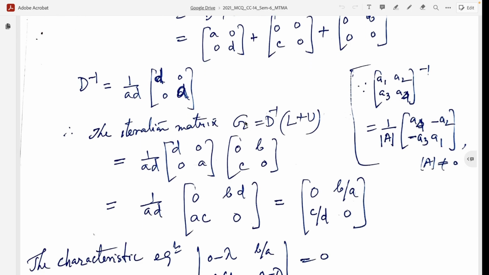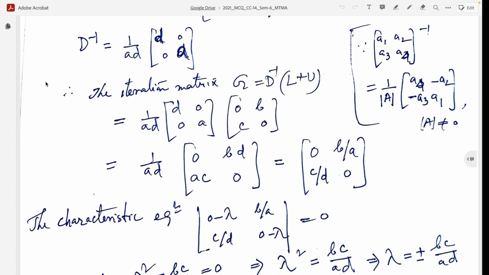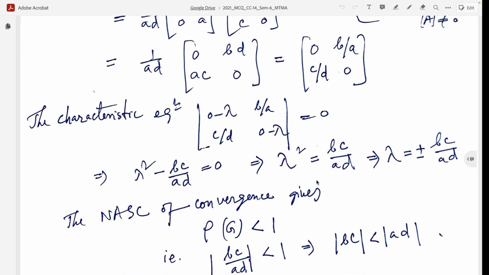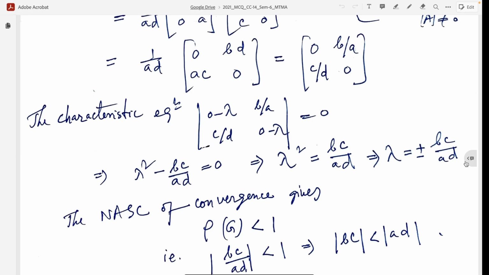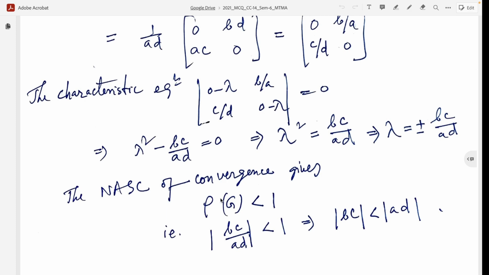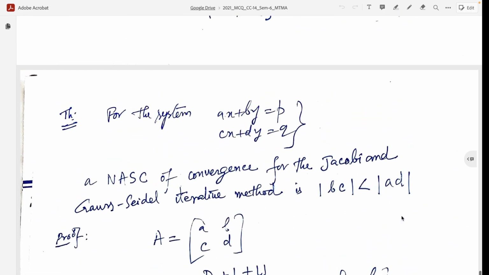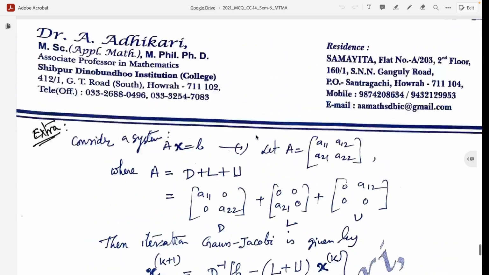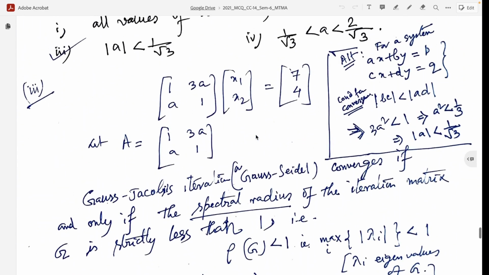The iteration matrix G equals D inverse times (L plus U). So obviously we get G equals this, and the characteristic equation of this G gives lambda square equals plus minus BC by AD. And the spectral radius rho(G) is less than 1, that is, modulus of BC by AD is less than 1. So modulus of BC is less than modulus of AD. This is the theorem: the necessary and sufficient condition for the Gauss-Jacobi or Gauss-Seidel iteration method is modulus of BC less than modulus of AD.